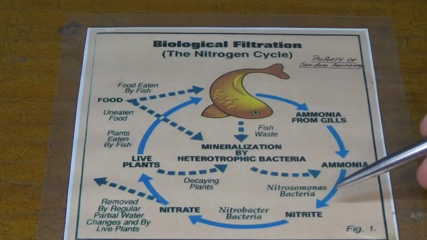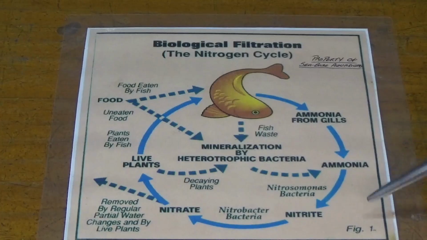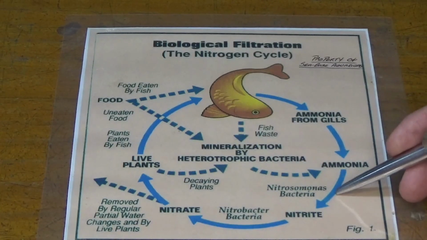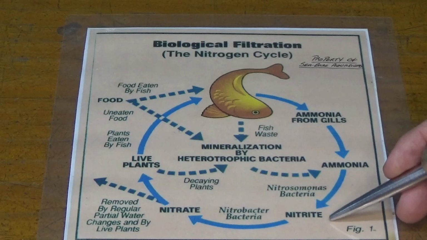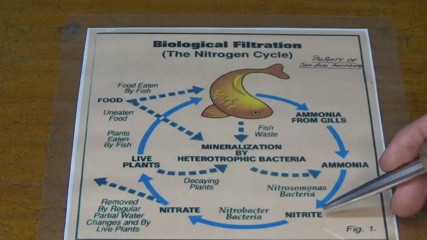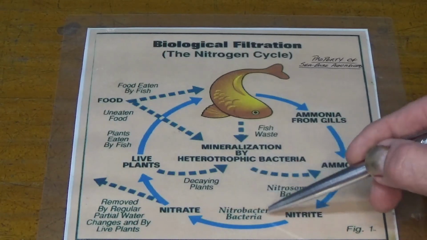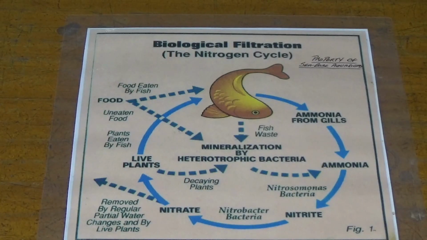Ammonia is converted to nitrite. Ammonia is very, very toxic. It's converted to nitrite by nitrosomonas bacteria. Nitrite is slightly less toxic but can be harmful to more sensitive fish and invertebrates in the aquarium, and it's converted to nitrate by nitrobacter bacteria. The nitrate is removed by water changes and aquatic plants.